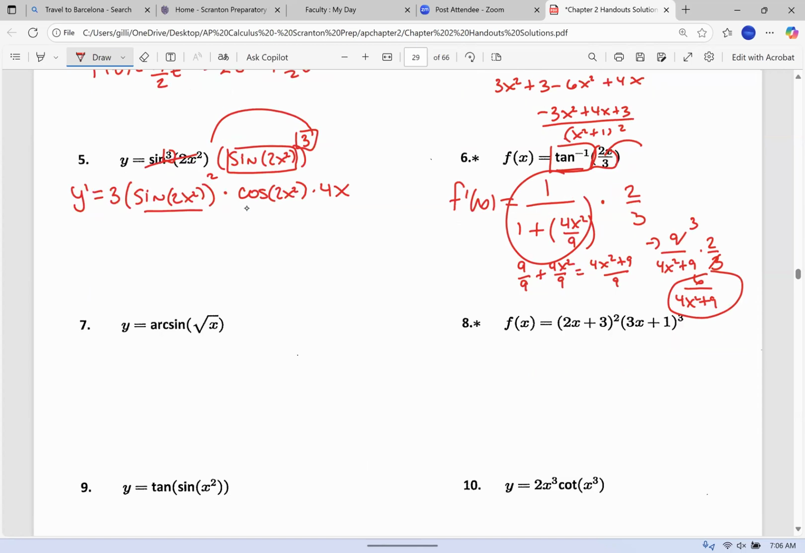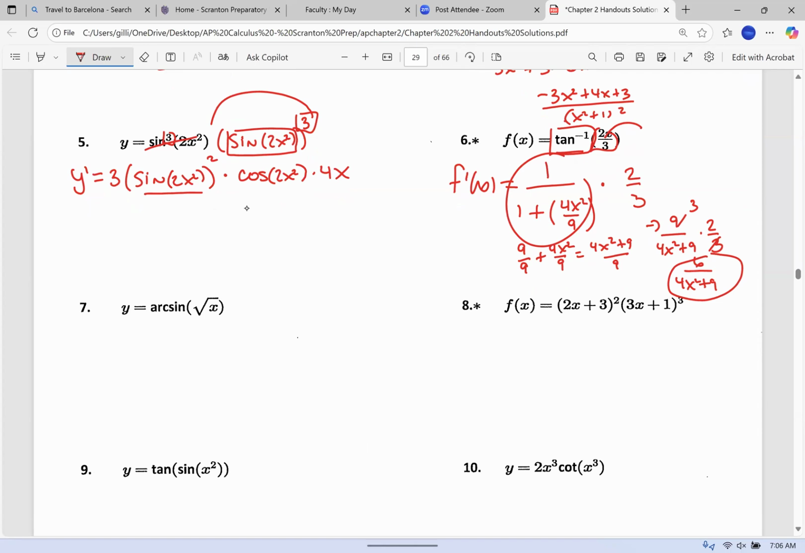And number 7, it's not a quotient, not a product. It's sine inverse, the same thing as arc sine. So its derivative is 1 over the square root of 1 minus the inside stuff squared times the derivative of the inside, which is by now 1/2 x to the negative 1/2, or 1 over 2 root of x. And these will just cancel out because they're inverses of each other. And there is my answer.